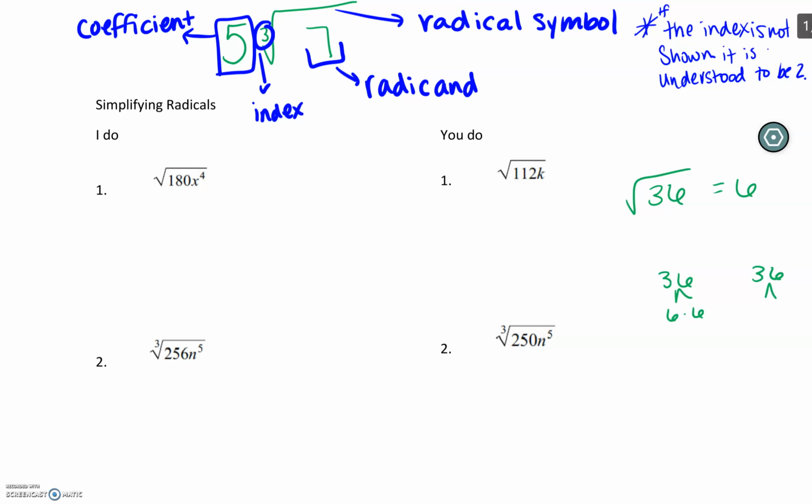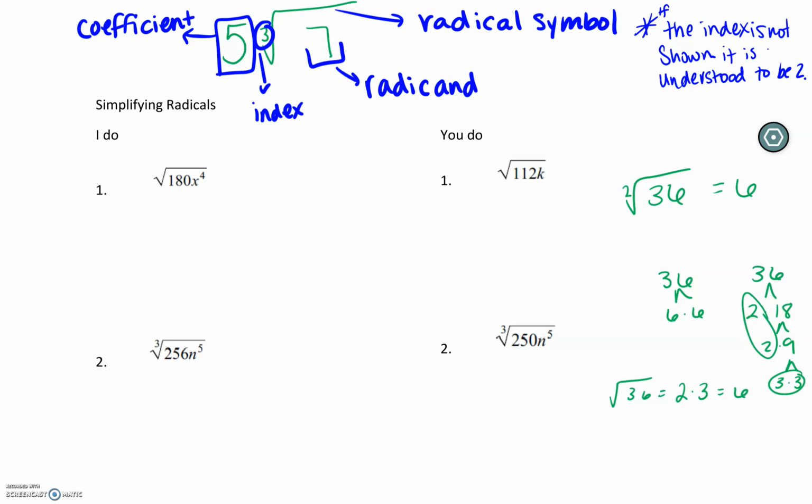So the prime factorization of 36 would be 2 times 18, 2 times 9, and then 3 times 3. So since we are under a square root, that index is understood to be 2, we are looking for pairs of numbers. Pairs of numbers would indicate that it is a perfect square. So I have a pair of 2s and a pair of 3s. So what this really is saying is that the square root of 36 equals 2 times 3, which is 6.